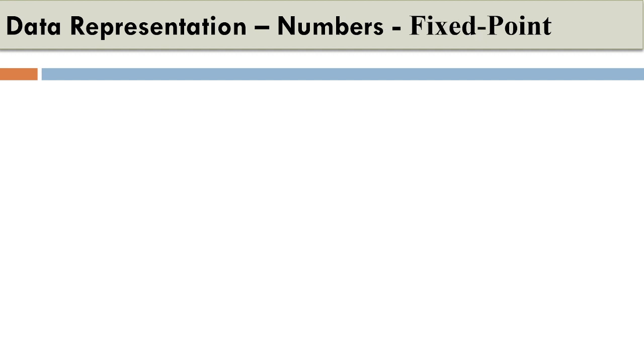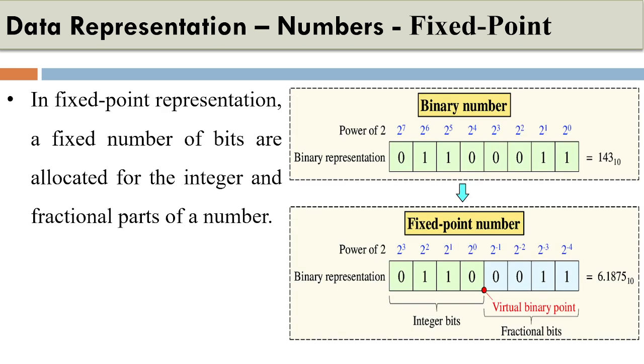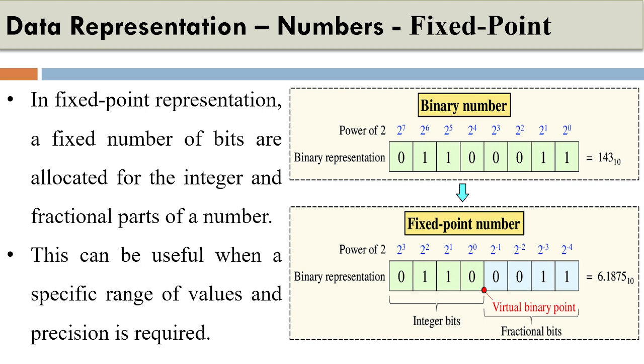Then we have the fixed point. In a fixed point representation, bits are allocated for the integer and the fractional part of a number. You can see this example where a fixed point number representation has been shown.